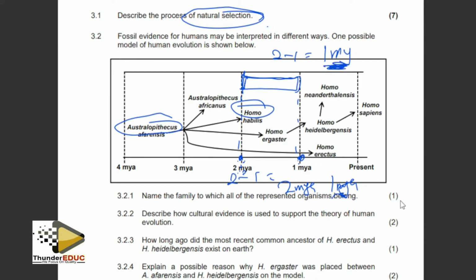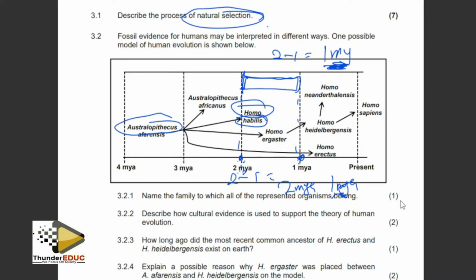Then they are saying which species first used tools. When they ask which species, if it is not indicated here, it is Homo habilis. That's why it's called handyman. Which species first walked on 2 limbs? If it's not indicated here, it's going to be Homo erectus. I repeat, Homo erectus.